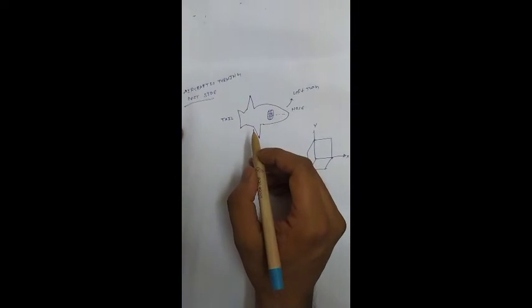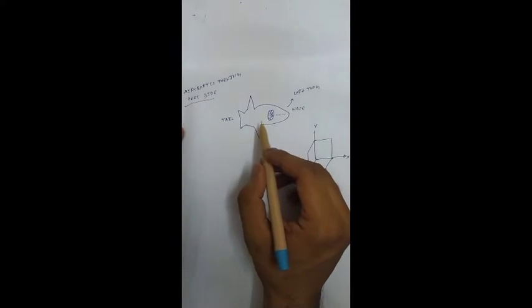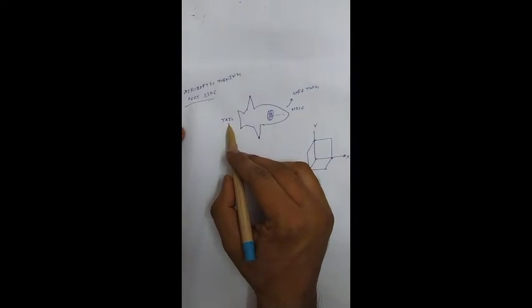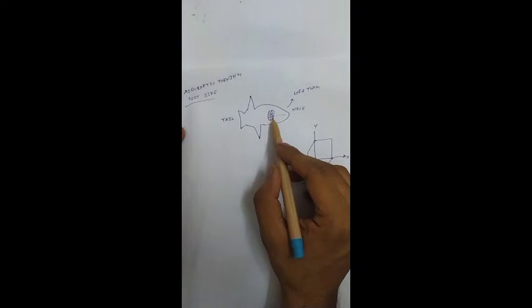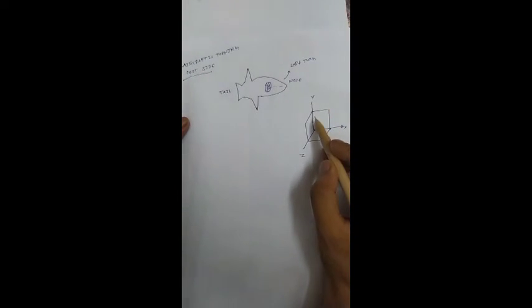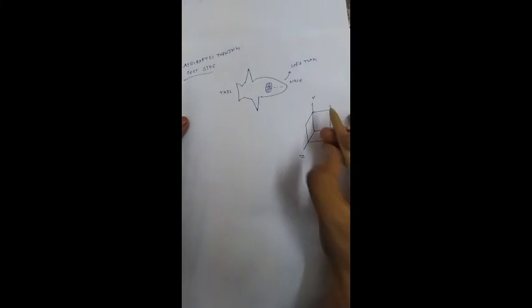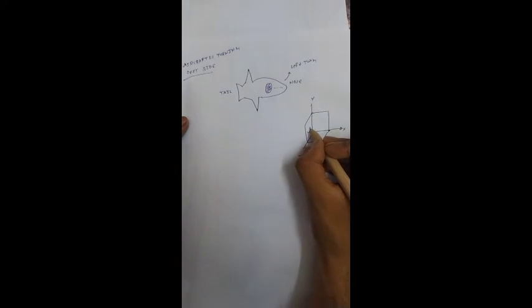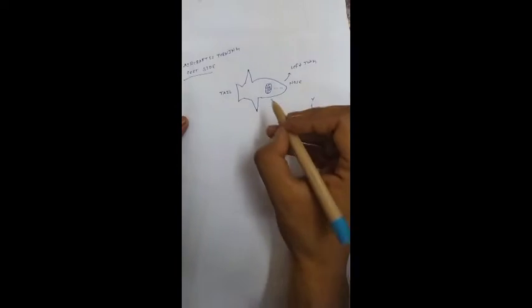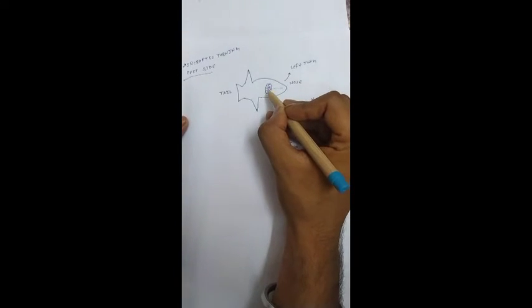Now apply the same concept on this aircraft. This is the nose of the aircraft, this is the tail of the aircraft, and this is the rotor which is rotating in the anti-clockwise direction. I clearly show you that these are the planes. We can clearly see from here that this is the plane of spin.